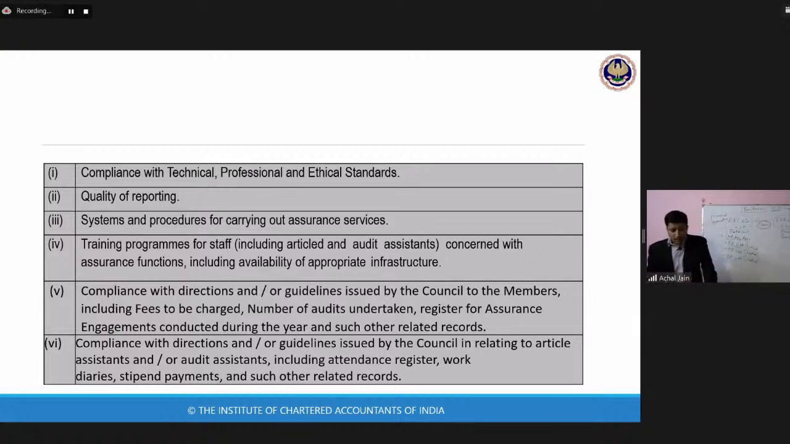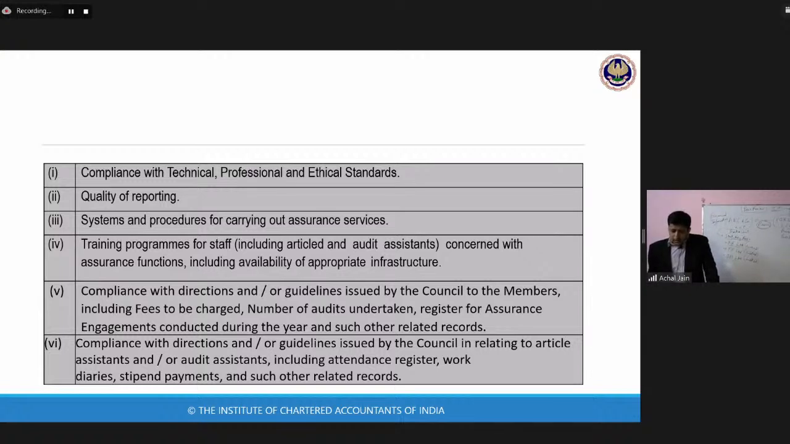Second is about the guidance notes, any of the guidances or the advisories which are issued by ICAI, any of the auditing standards, those will again form part of technical, professional, and ethical standards. And all of these are important to be considered and applied by the practice unit in terms of various tasks that they will be doing during the course of their audit engagement.